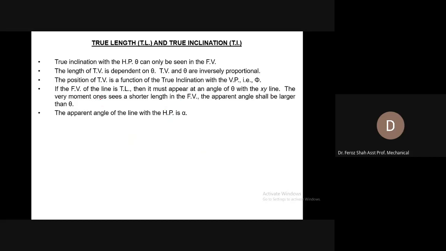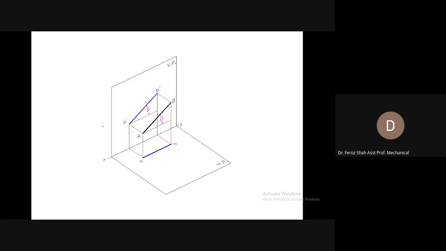The very moment one sees a shorter length in the front view, the apparent angle shall be larger than theta. Now, for example, if we move B to this position in order to increase its distance relative to A with respect to the vertical plane, we would make it inclined to the vertical plane as well.